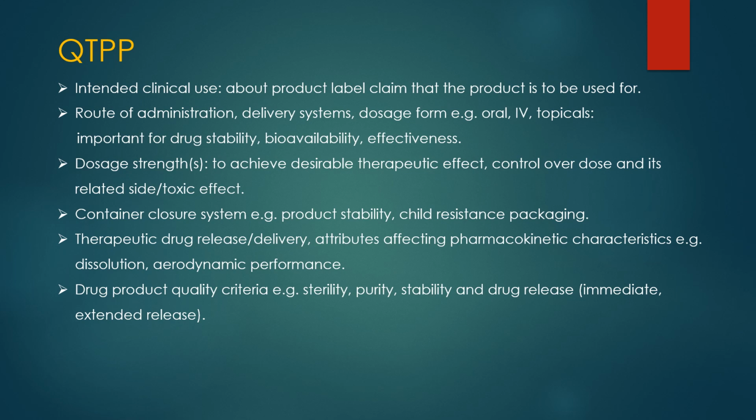Therapeutic drug release or delivery system. Attributes affecting pharmacokinetic characteristics, for example, dissolution, aerodynamic performance. Drug product quality criteria, for example, sterility, purity, stability, and drug release, like immediate or extended release.